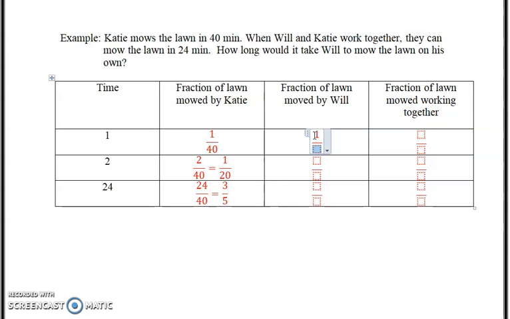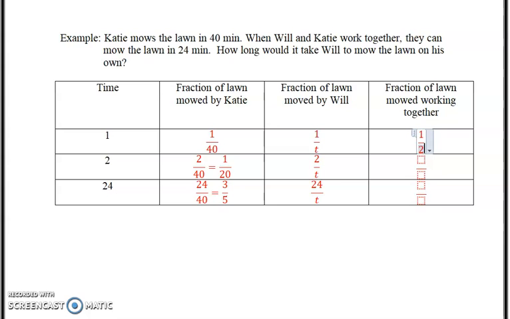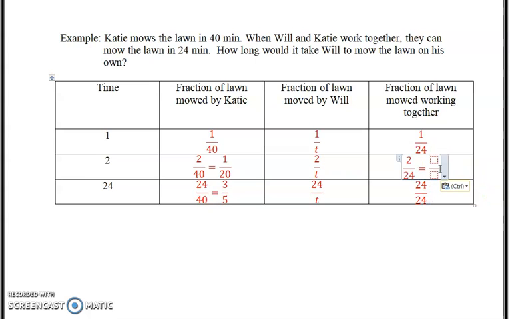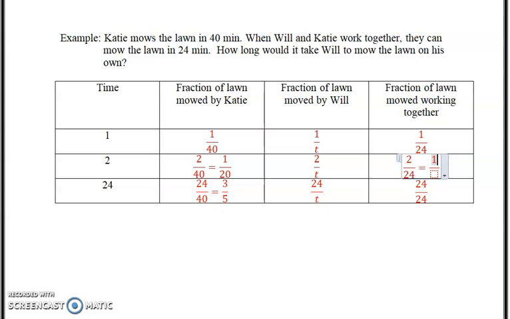Will we're not sure, so it'll be 1/t, t for time. That's going to be our unknown, and then 24 over t. And if they work together, it'll be 1/24, 2/24ths, and obviously the whole lawn will be finished at 24/24ths. And again, that's going to be equal to 1/12. Might as well simplify the fractions now, and that's obviously simply going to equal 1.